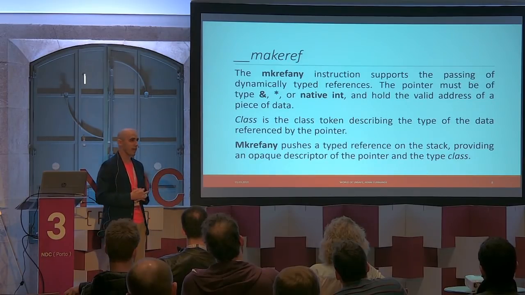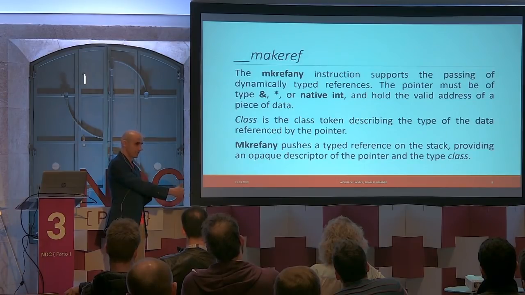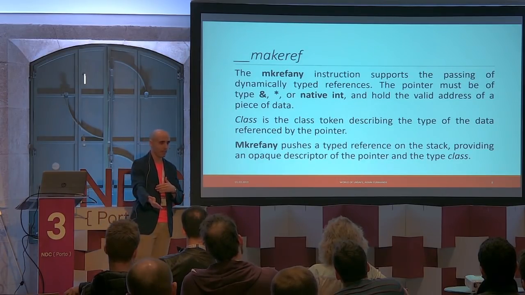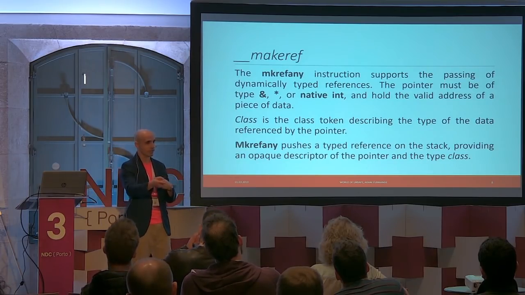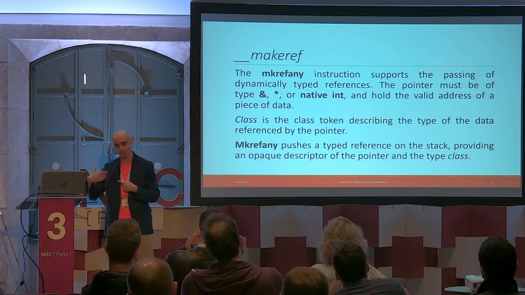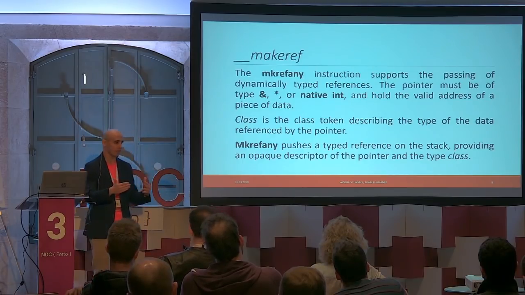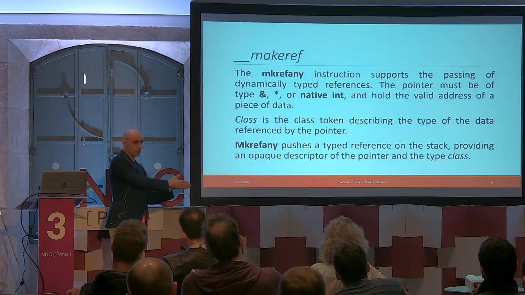It's actually a bit tricky because what __makeref returns is a typed reference, which sounds very similar to a reference, but it's completely different. Typed reference is a reference to a reference. So it's pointer to pointer. Thanks to this instruction, we could get a pointer to the object. And using this pointer to pointer, we can modify the original reference to reroute it to somewhere else.